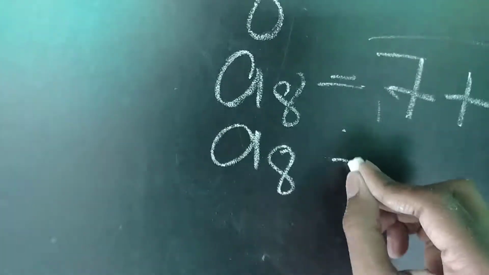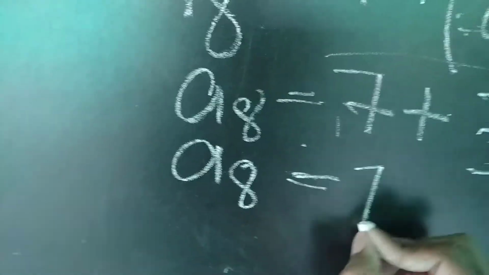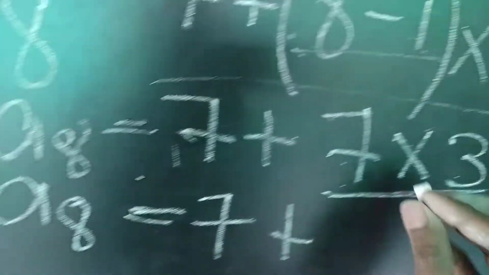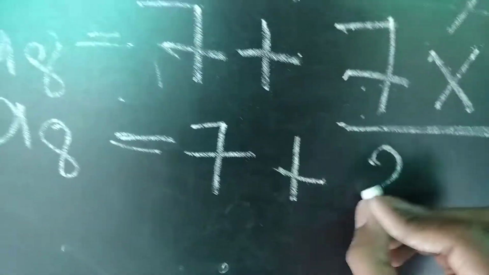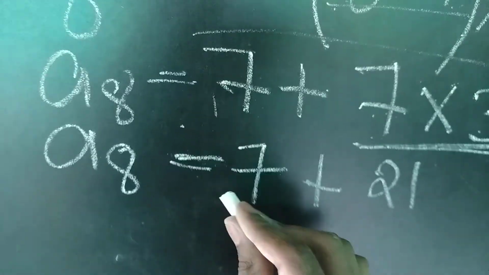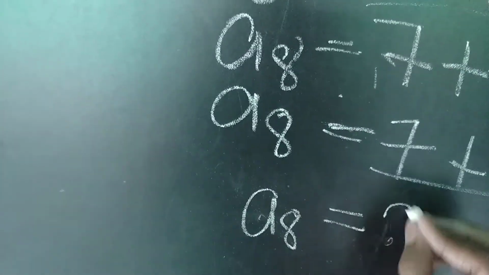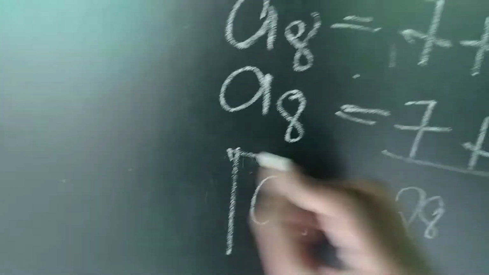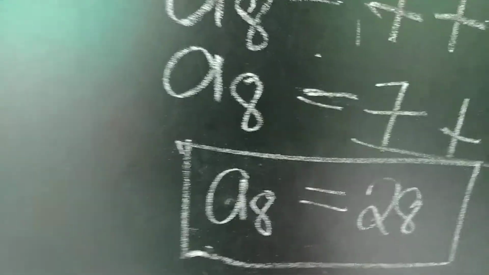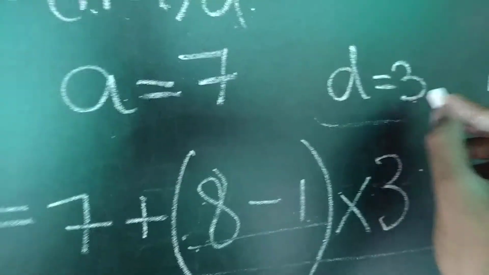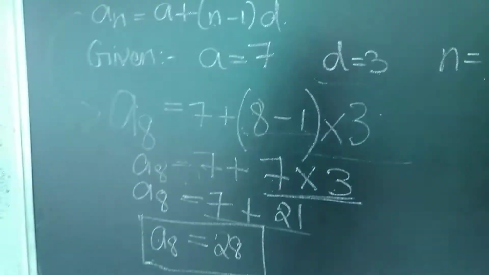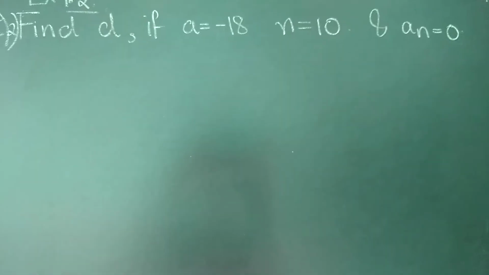So a8 equals 7 plus, what is 7 into 3? That is 21. Now you add, what is 7 plus 21? So a8 is equal to 28. So the 8th term of an AP is 28 if a is 7 and d is 3. So this is the answer for the first one.